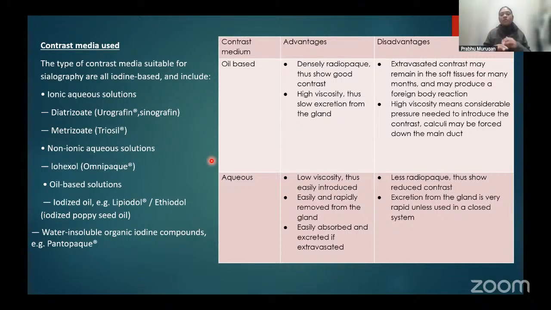In case of aqueous, no, it's just the opposite. It is very very low dense, no, so that is why the contrast is not going to be good. So disadvantage. Second thing is, the excretion is very fast, so to capture the image and all is slightly difficult in case of your aqueous medium.